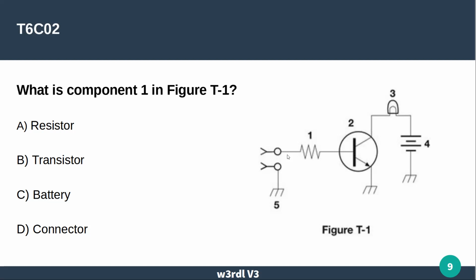So what is component 1? A resistor. Okay. And these are the actual diagrams you will see on the exam. They'll be on the last page of the exam booklet. So number one is a resistor. What is component two? Transistor.